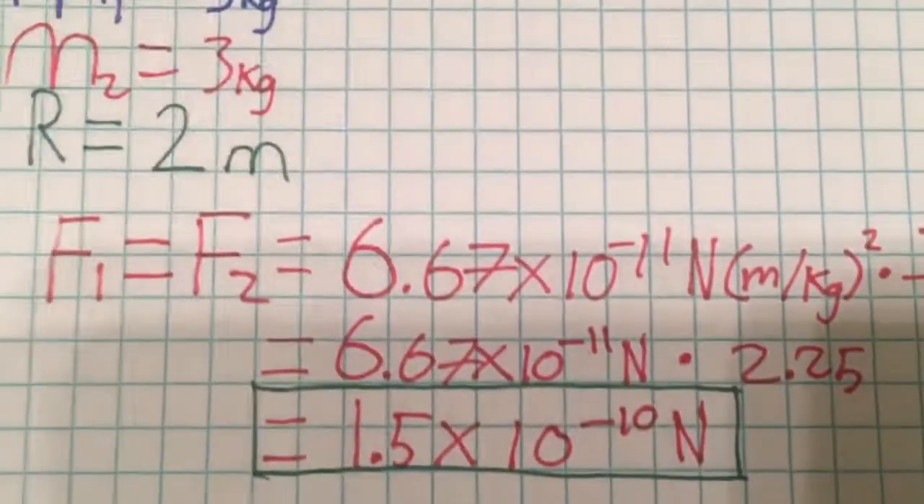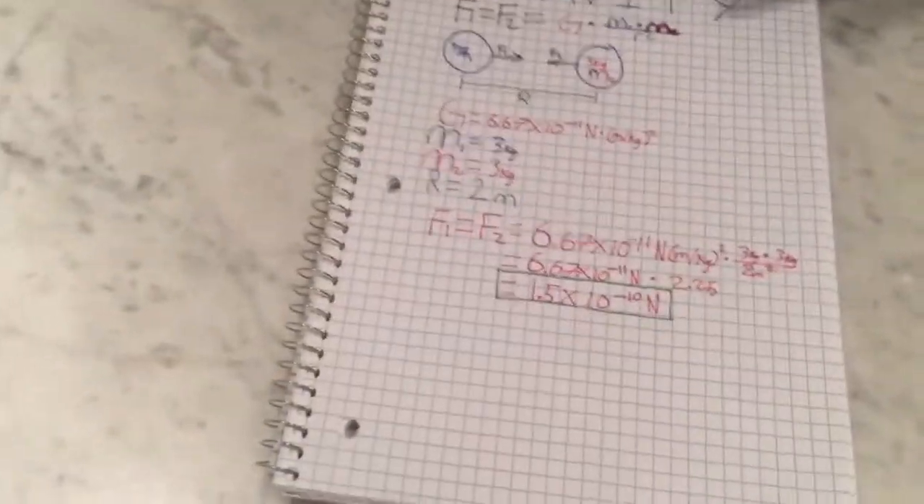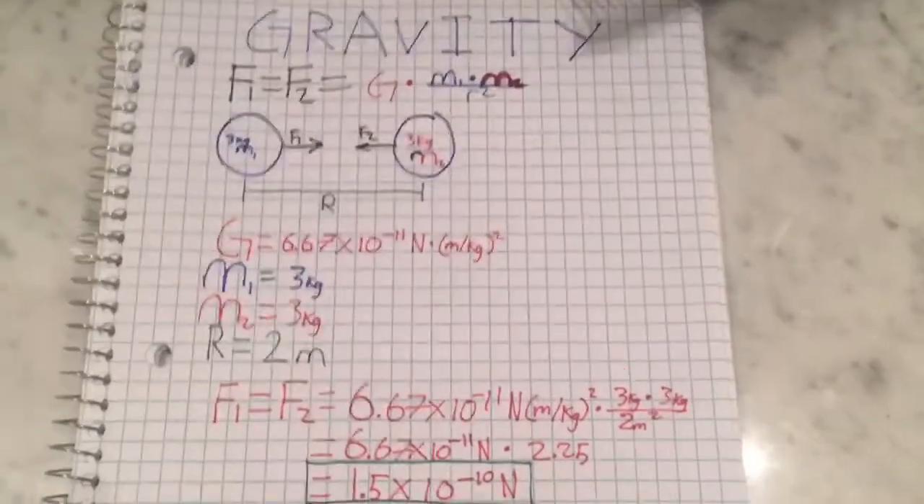Now this is really tiny, as you can tell. These objects are being attracted to each other very slightly, but will not move towards each other. You need a huge object like the Earth and the Moon or the Sun and the planets. Two spray bottles are not going to get the job done of moving each other. I hope this helps you understand the concept of gravity some more.